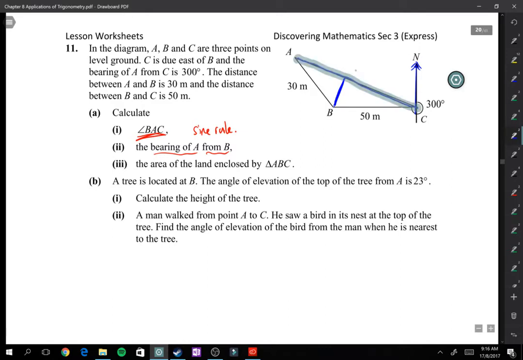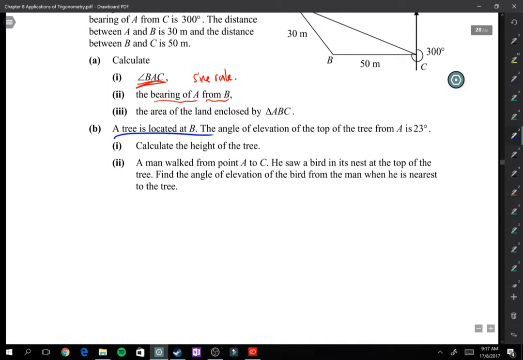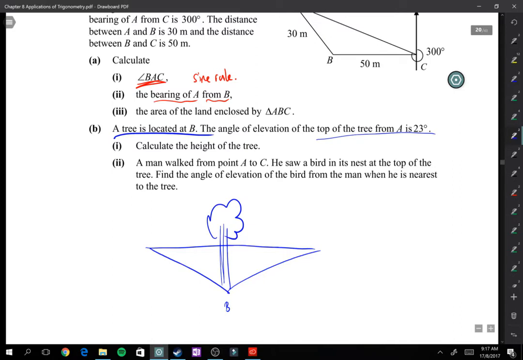Now the next question is slightly more interesting. A tree is located at B. That means you need to re-look at this diagram. Basically you have like a field, and on top of this field there's a tree growing up at point B. Now the angle of elevation of the top of the tree from A. So you look up to the tree from A, remember the line of sight. If you are at point A, the line of sight is here, the tree is here.